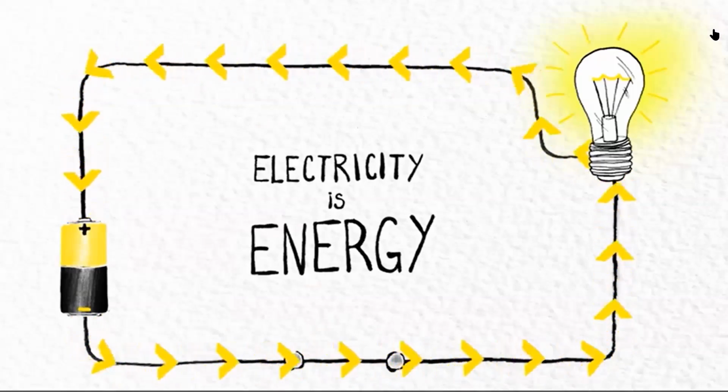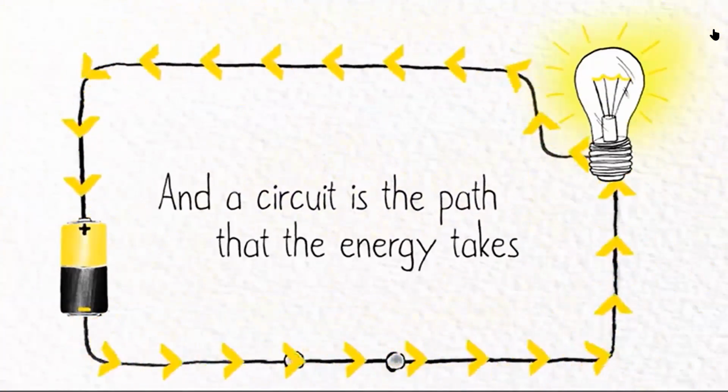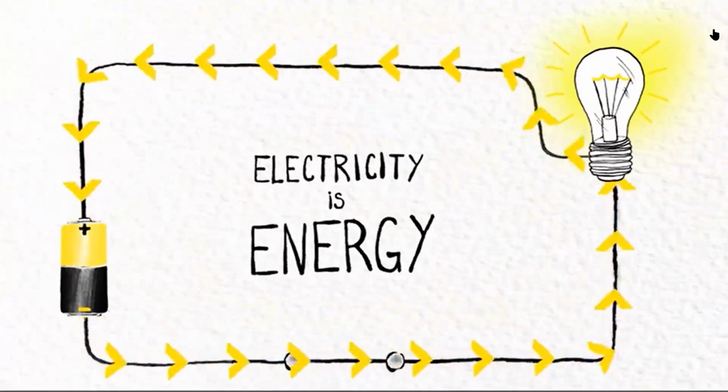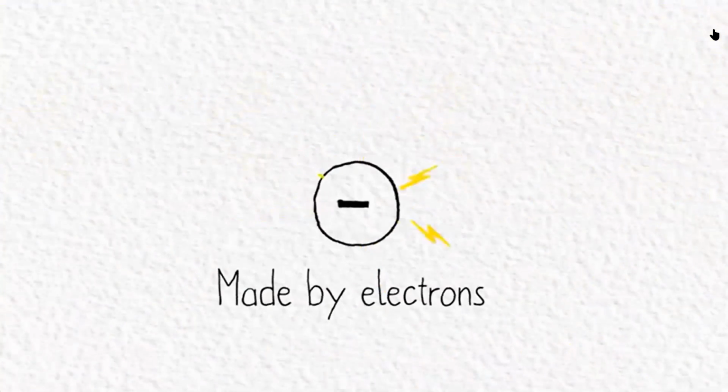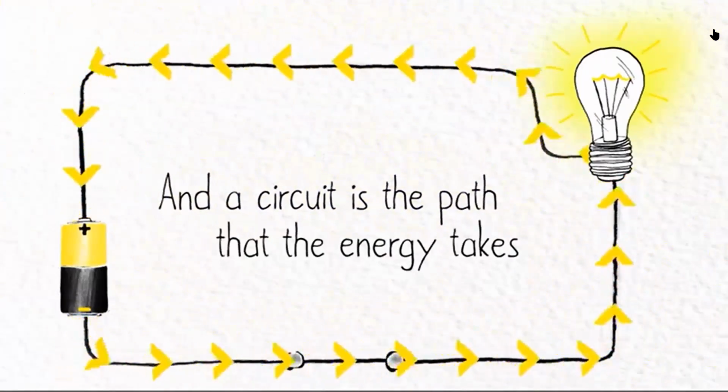Electricity is energy made by electrons, yeah, better be. A current is the flow each and every day, and a circuit is the path that the energy takes.